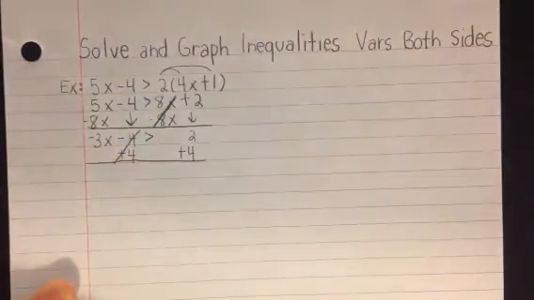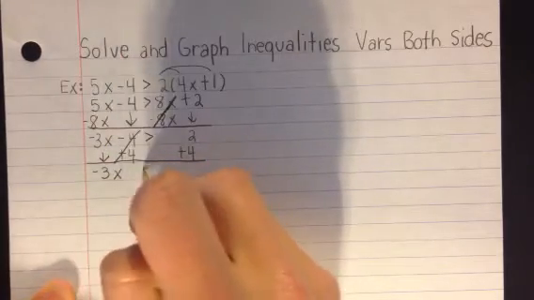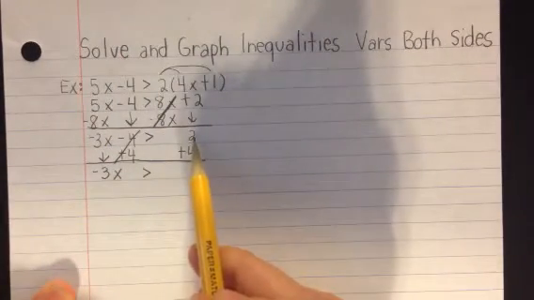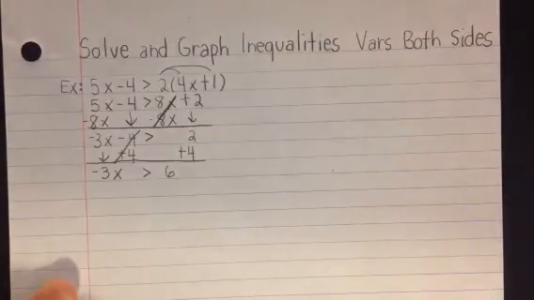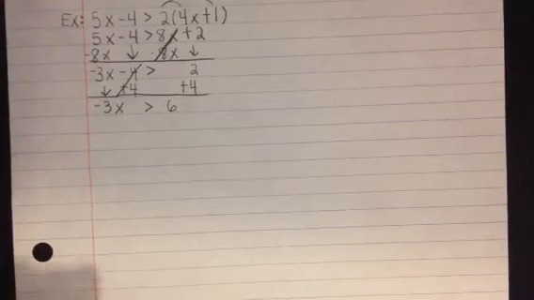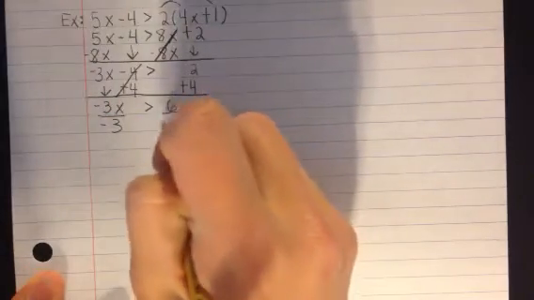Okay, negative 4 and positive 4 cancel. The negative 3x gets dropped down. And on this side, 2 plus 4 is 6. Last step here, we've got negative 3 times x. So in order to get rid of negative 3 times x, we need to divide both sides by negative 3.